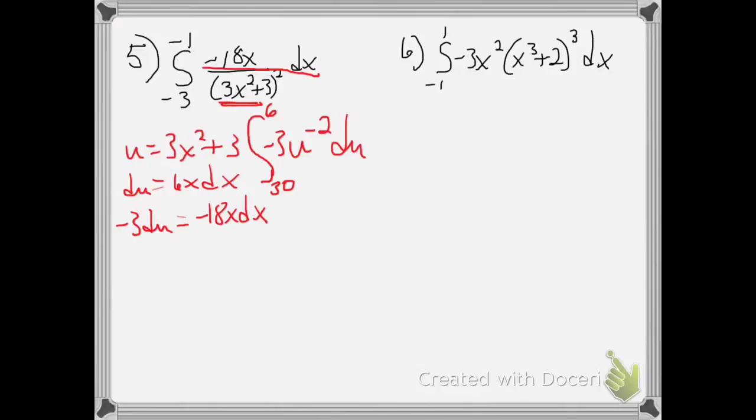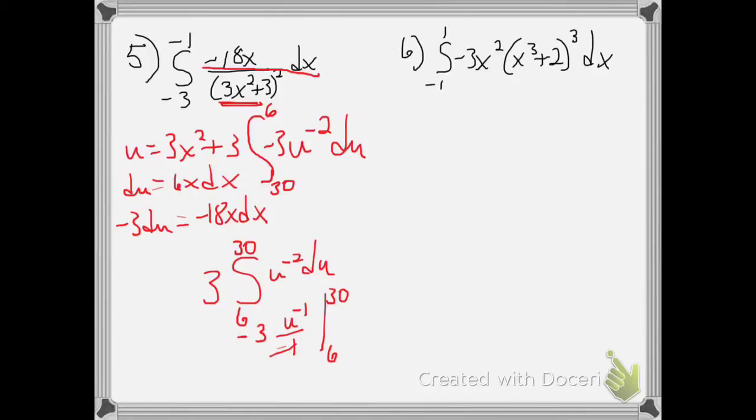And I'm going to change this so that my larger number is on the top. When you do that, it changes the sign of your integral. So it's going to end up being 3 times the integral from 6 to 30 of u to the negative 2 du. So when I do that, I'm going to add 1, I'm going to get u to the negative 1 over negative 1 times that 3, and I've got to evaluate it at 6 and 30. So this will just make this a negative 3.